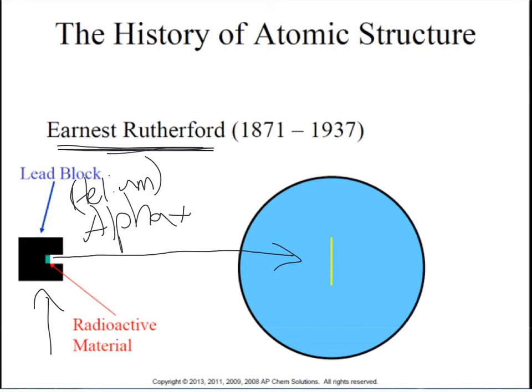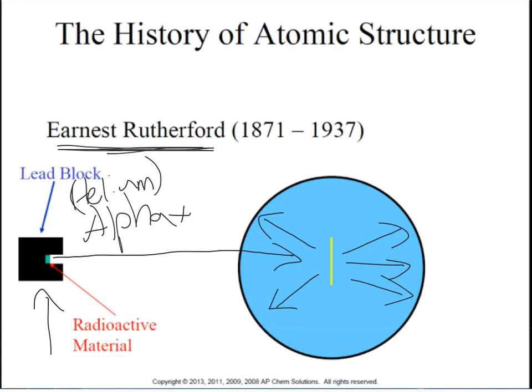Well, he shot them at a really thin foil of gold. Wanted to see what happened. Now he knew at the time that many of these alpha particles went straight through the gold foil. But they weren't sure why, and they wanted to know if there was really something that came backwards. Well, what Marsden, who was Rutherford's graduate assistant, found is that there were a small number of these alpha particles that were deflected at more than 90 degrees.